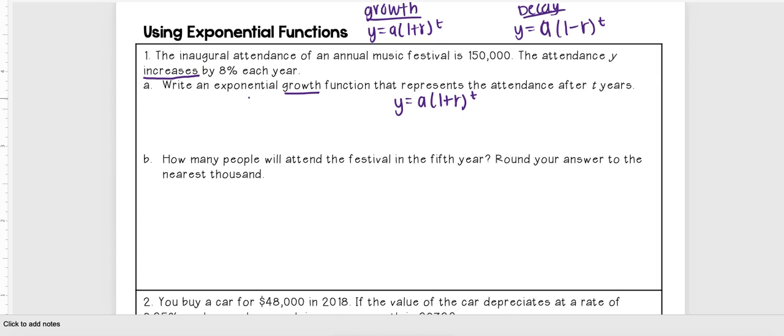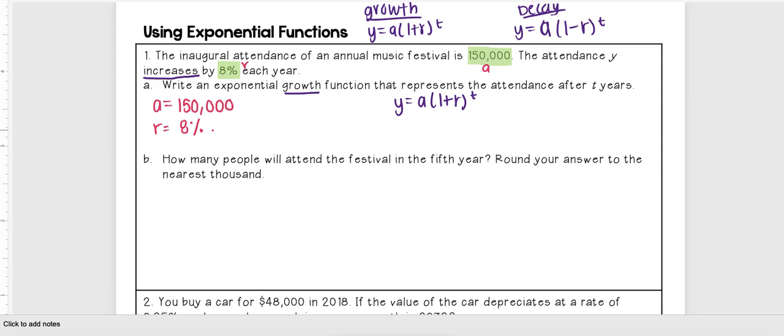So my a is my starting amount. So I need to look to see what I started with. Well, it says that the attendance of the annual music festival is 150,000. So that is my a. I start with 150,000 at this music festival. Now I need to figure out my rate, and I see in the next sentence it says the attendance increases by 8% each year, and so that is my rate.